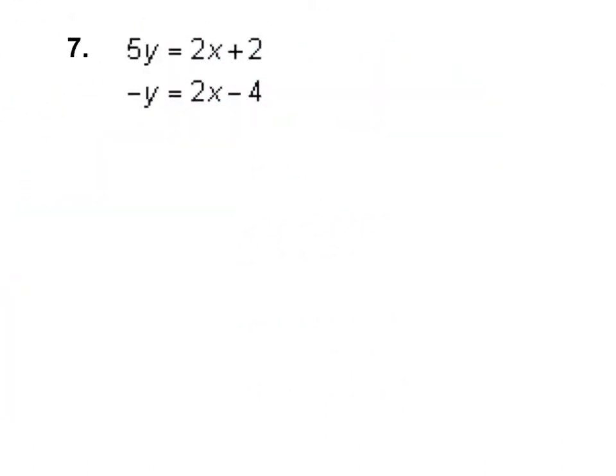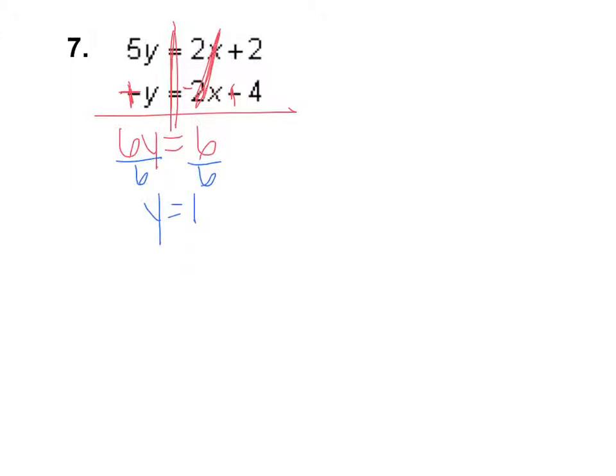Again, everything is set up the same way. My y's are on the left side, just y, and then x's and numbers are on the right, so I'm good. So I just need to eliminate, but I can't eliminate unless they have opposite signs. So if I were to make the bottom one negative, then I would have to switch all the other signs in that. So that negative y would become positive y, and my negative 4 would become positive 4. So if I add, 5y plus y is now 6y equals, my x's cancel, and 2 plus 4 is 6. So I'm going to divide both sides by 6, and I get that y equals 1.